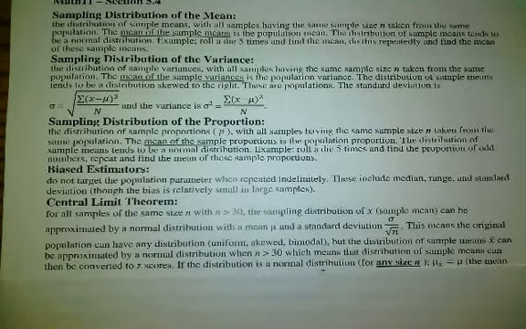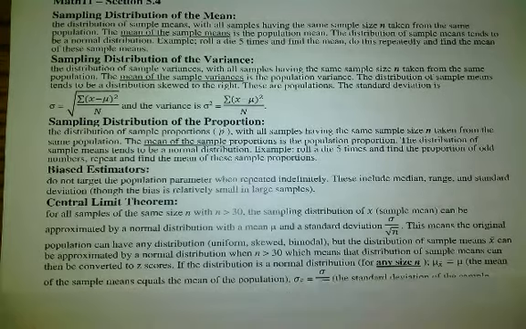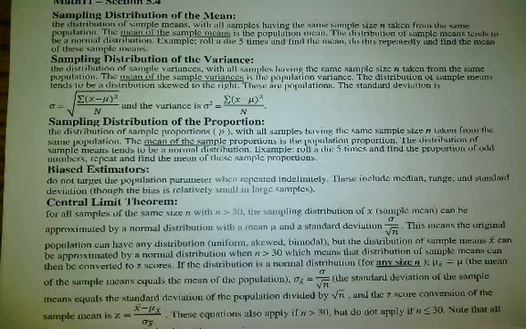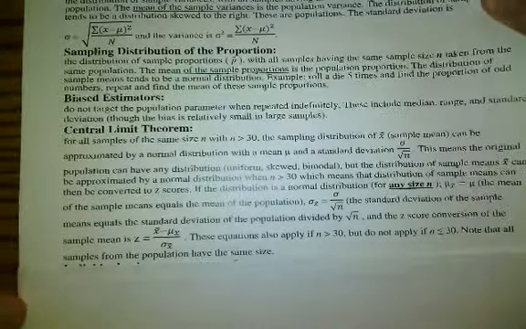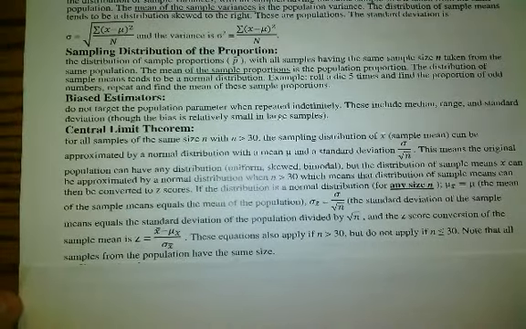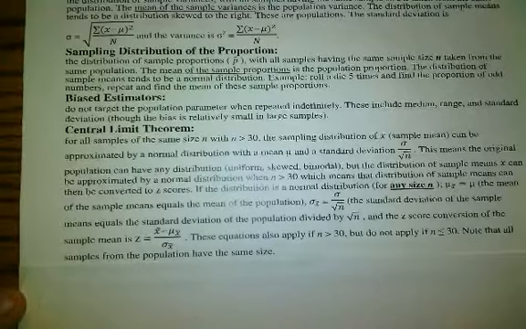So this leads us to what's called the central limit theorem. And basically, for all samples of the same size with n greater than 30, the sampling distribution of the mean, sample mean, can be approximated by a normal distribution with a mean mu and a standard deviation of sigma over the square root of n.